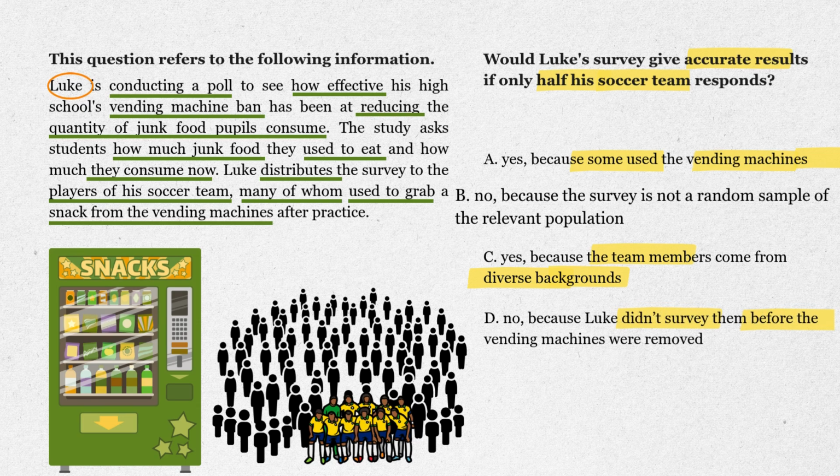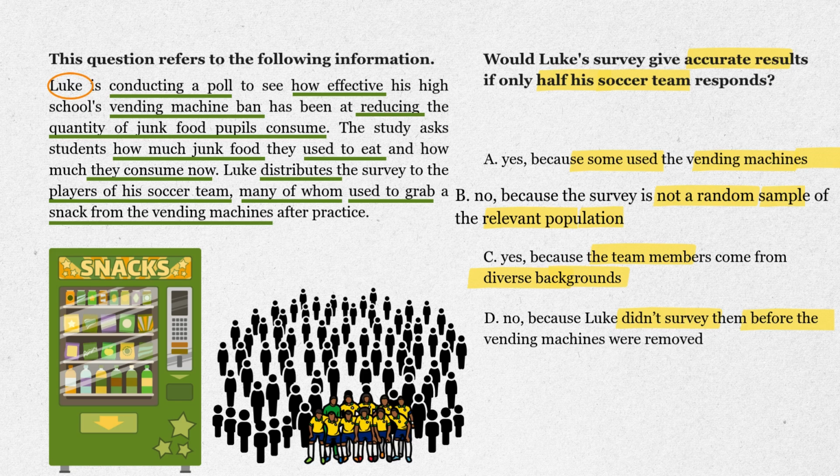B. No, because the survey is not a random sample of the relevant population. Only surveying his soccer team and only half responding means it doesn't represent the whole school, so the results aren't reliable. To conclude, the main problem with Luke's survey is that he distributes it only to his soccer team. This group is unlikely to be representative of the high school's pupils as a whole, who are the relevant population for evaluating the vending machine ban.